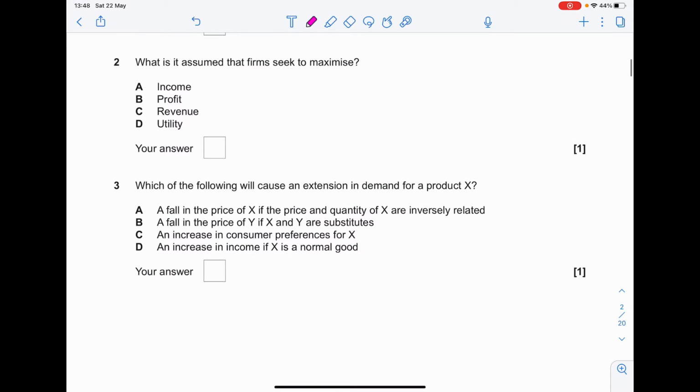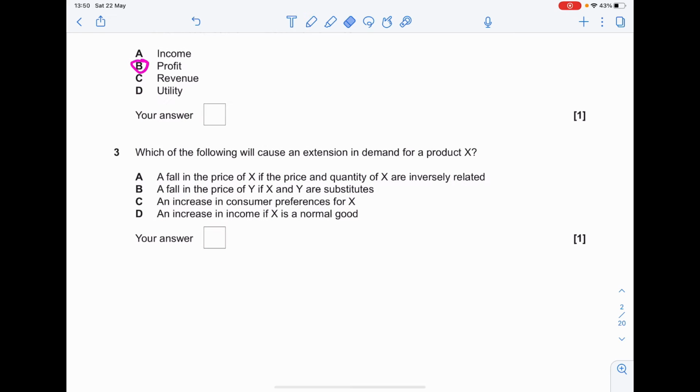What is it assumed that firms aim to maximise? Well, firms just about always aim to maximise profit. If they're a charity, then they're not necessarily going to aim to maximise profit, and sometimes revenue might be an objective, but usually profit is the objective, certainly.